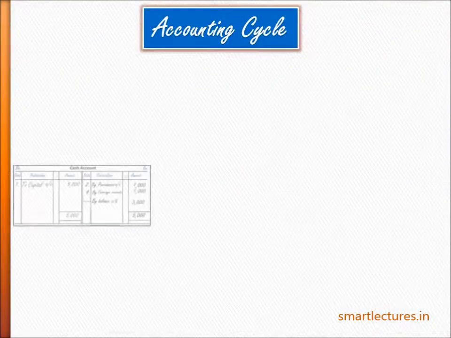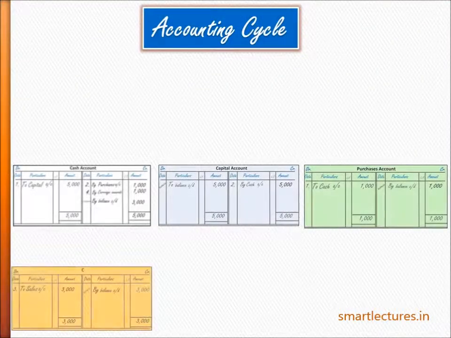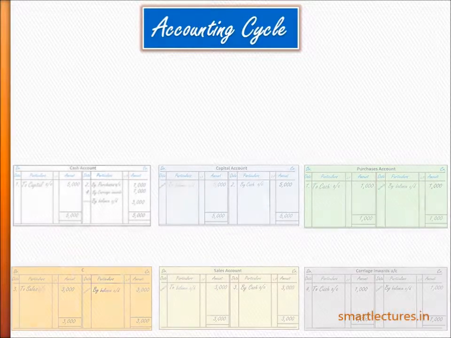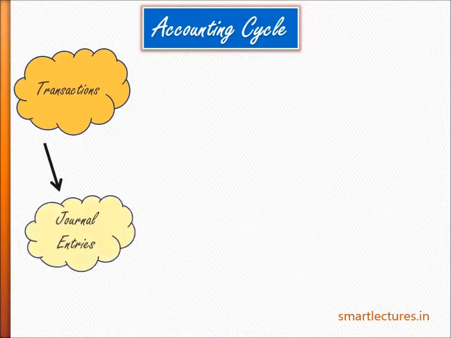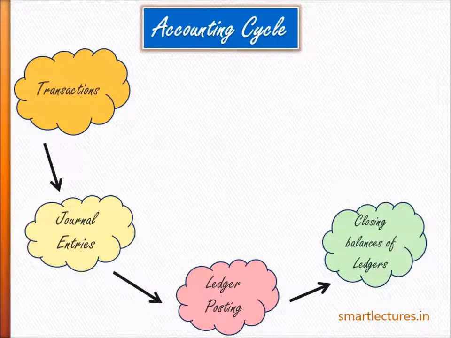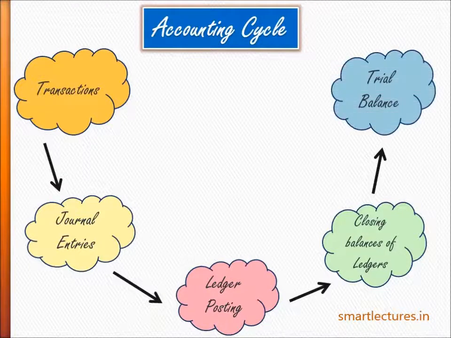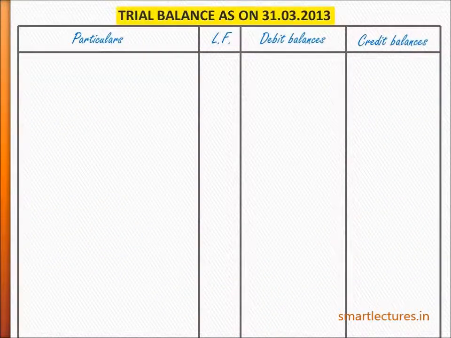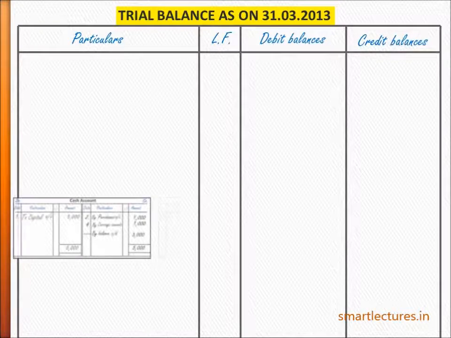In this way, I have calculated the closing balance of each and every account. First of all, the transactions were converted into journal entries, and on the basis of journal entries, ledger posting was done. After ledger posting, the closing balances were calculated for each and every account. Then it is the turn of trial balance. So write down trial balance as on 31st March 2013.